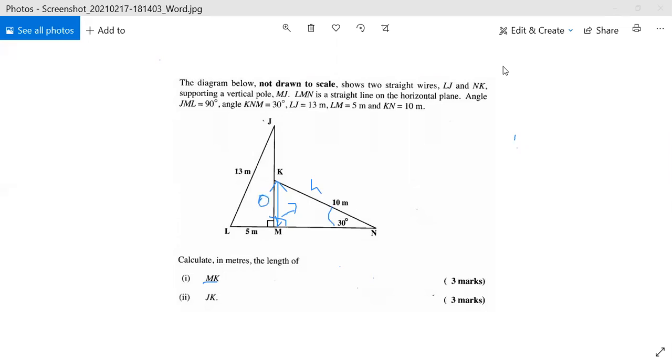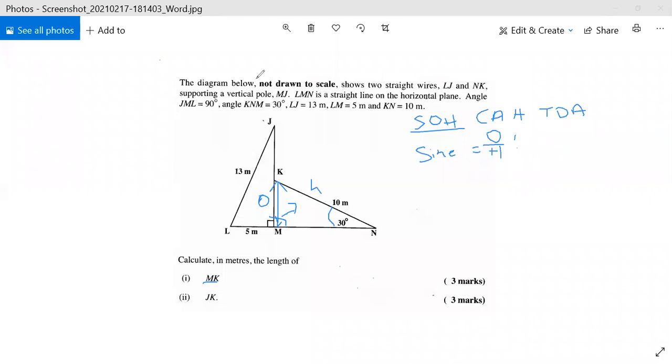So these are the trig ratios, SOH CAH TOA. Which one of these ratios fits in with what we have here? Well, we have the hypotenuse and we want to find the opposite. So sine theta equals opposite over hypotenuse would be the one that we would choose. So that is the ratio that we're going to use.